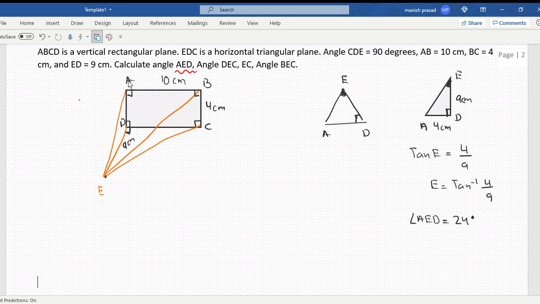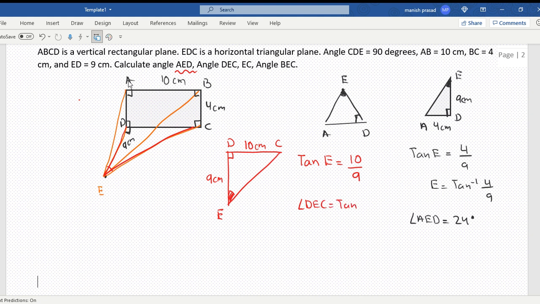Now we have to calculate DEC, this angle. Look at this. This is D, E, and C. Okay, so if we look at this one also, DC is like this, then DE is at 90 degrees. It is given to us. This is 90 degrees, and this is like this. Now DC would be 10 centimeters. DE is given to us as 9 centimeters. And we have to calculate this again. Again, what do we have to use? We have to use the tan. Tan of E would be how much? The opposite by the adjacent. So now angle DEC would be tan inverse 10 upon 9. So what is the value of angle DEC? 48. Okay, so we get this answer as 48 degrees. So this is also done.